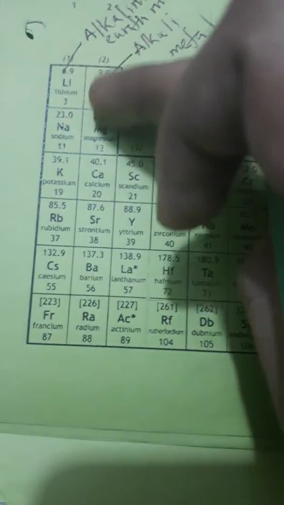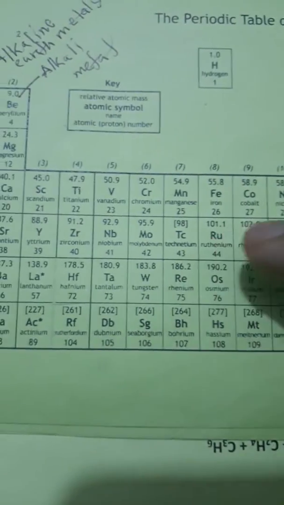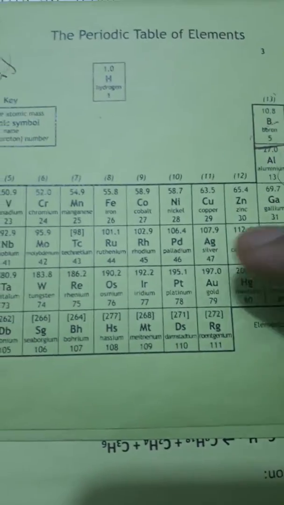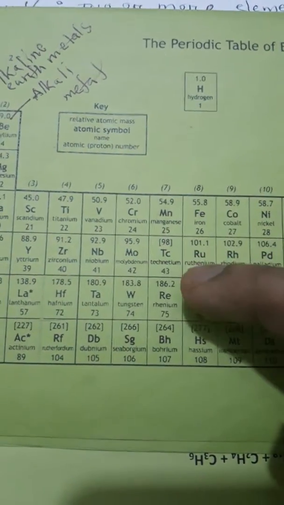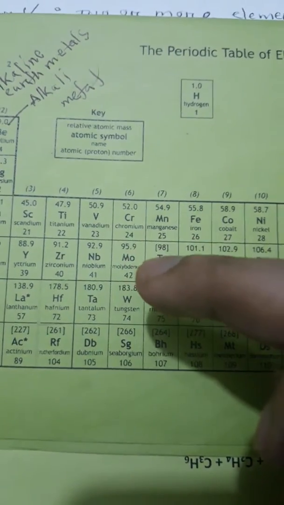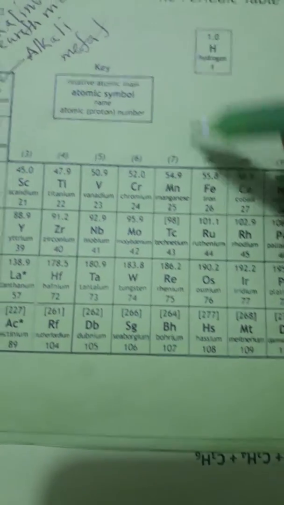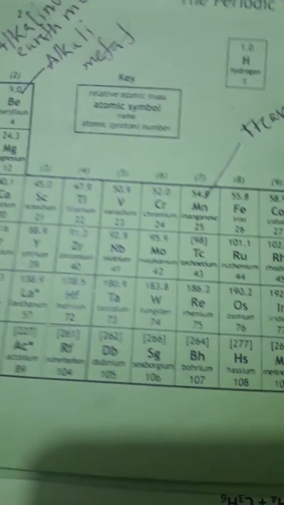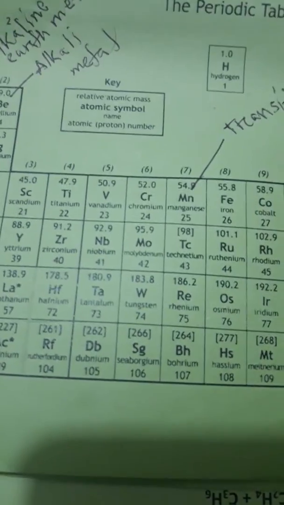Now we know that this is group 3 and this is group 2, but between group 2 and group 3 there are some metals as well, or some elements as well. These are called transition metals.